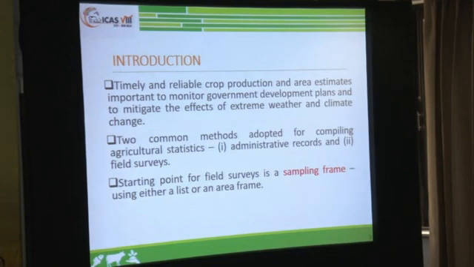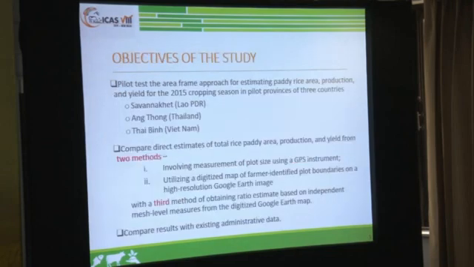So we all know that timely and reliable crop production and area estimates are important to monitor government development plans and to mitigate the effects of extreme weather and climate change. There are 2 common methods adopted for compiling agricultural statistics: one, administrative records, and also field survey. The starting point for field survey is a sampling frame, which uses either a list or an area frame. We recognize the potential advantage of using an area frame. The completeness of frames can be guaranteed by specifying the geographic boundaries of the study area.